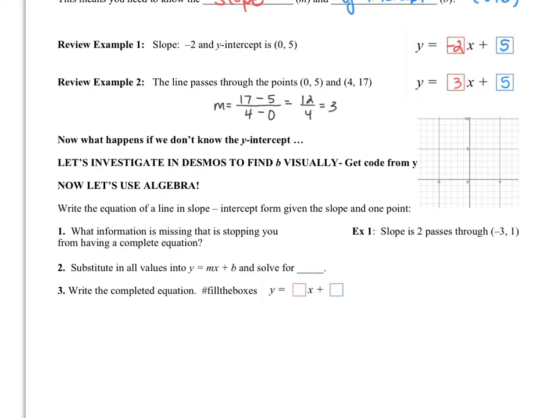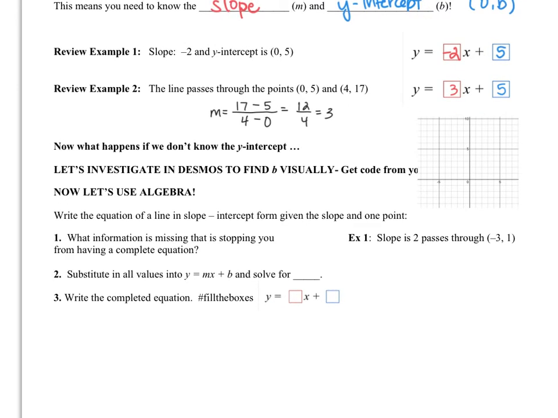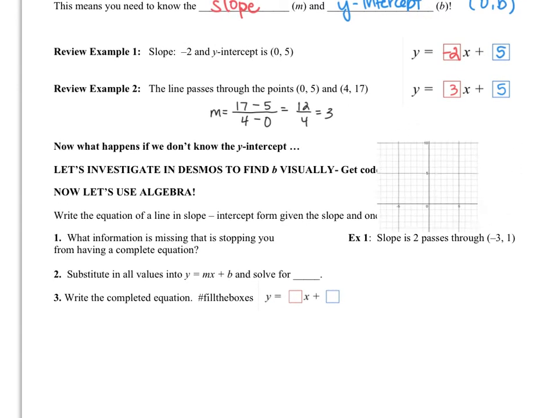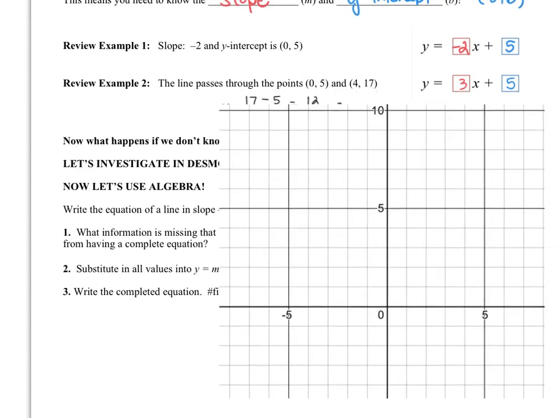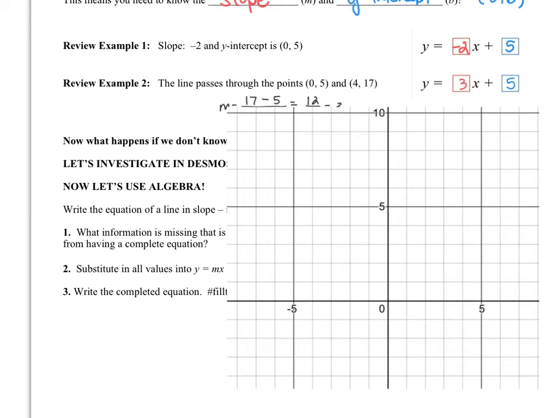So next we're going to look at Desmos to see how we can find the y-intercept if we know the slope and a point. And then we'll come back and do it algebraically. So the point that I have is (-3, 1), and the slope that I have is 2. So I'm going to make this picture a little bit bigger, and I'm going to graph my point of (-3, 1) by going over 3 and up 1.